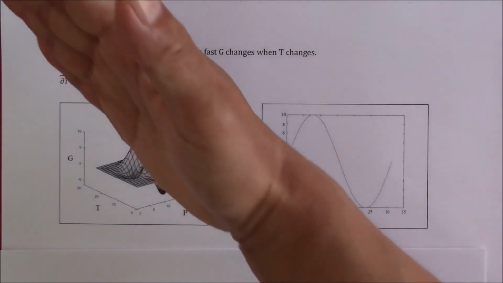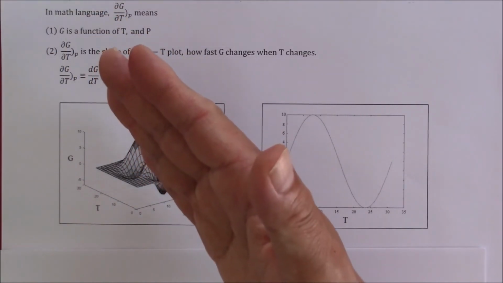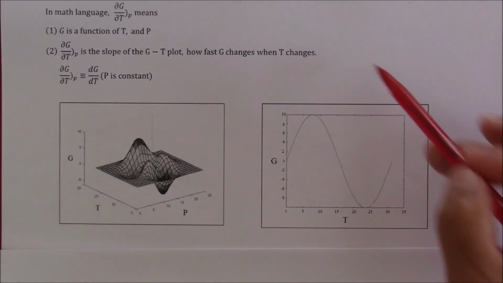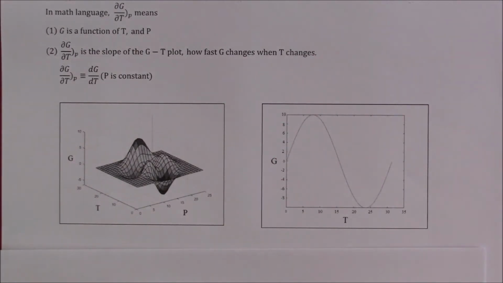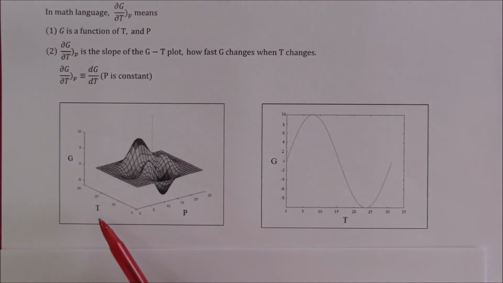Because when you cut a piece along the p-axis, the value of p doesn't change. The value of t changes. That's how we get a GT plot. If you cut along the t-axis, t doesn't change. P changes. Therefore, you will create a GP plot. You can create a lot of 2D plots from a 3D plot.